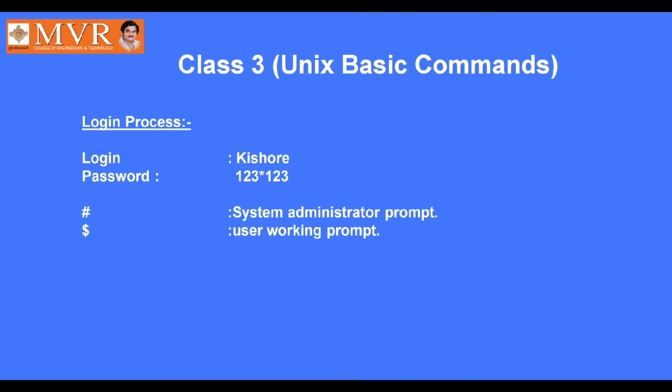Once you enter your credentials, that is your login name and password, you will get a prompt. The prompt symbol will be a hash for the system administrator, and a dollar sign for a user. Because we are all users, we will get a dollar prompt. That is the dollar prompt where you need to enter all the commands you want to execute. So this is the main step to enter into the basic Unix system.